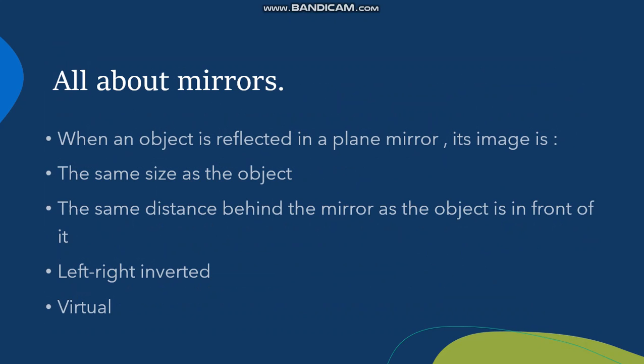All about mirrors. When an object is reflected in a plane mirror, its image is the same size as the object, the same distance behind the mirror as the object is in front of it, and it is left-right inverted, and it is virtual.